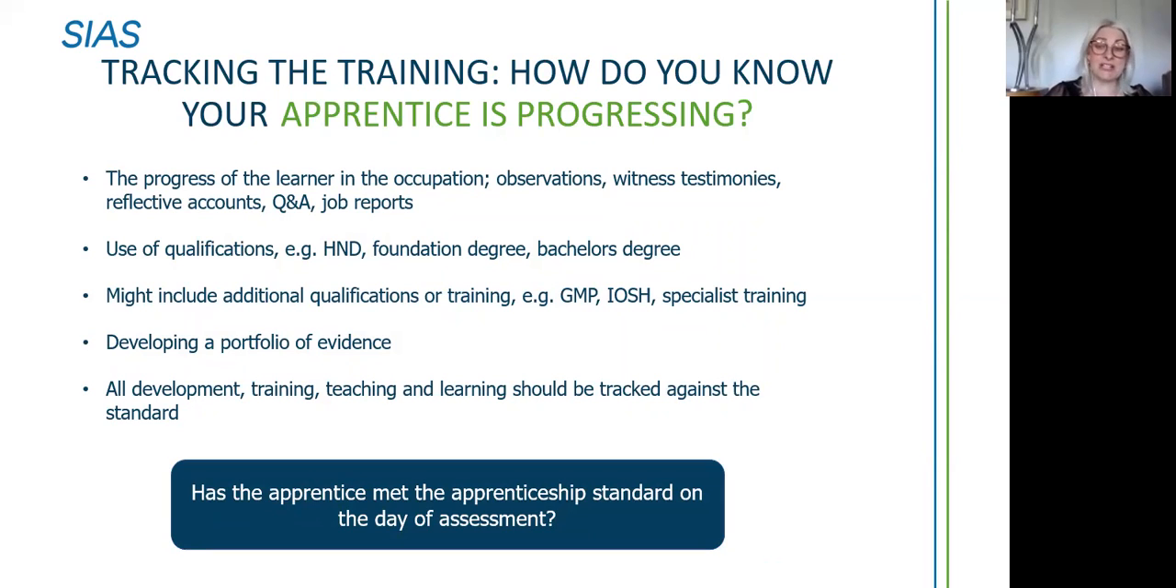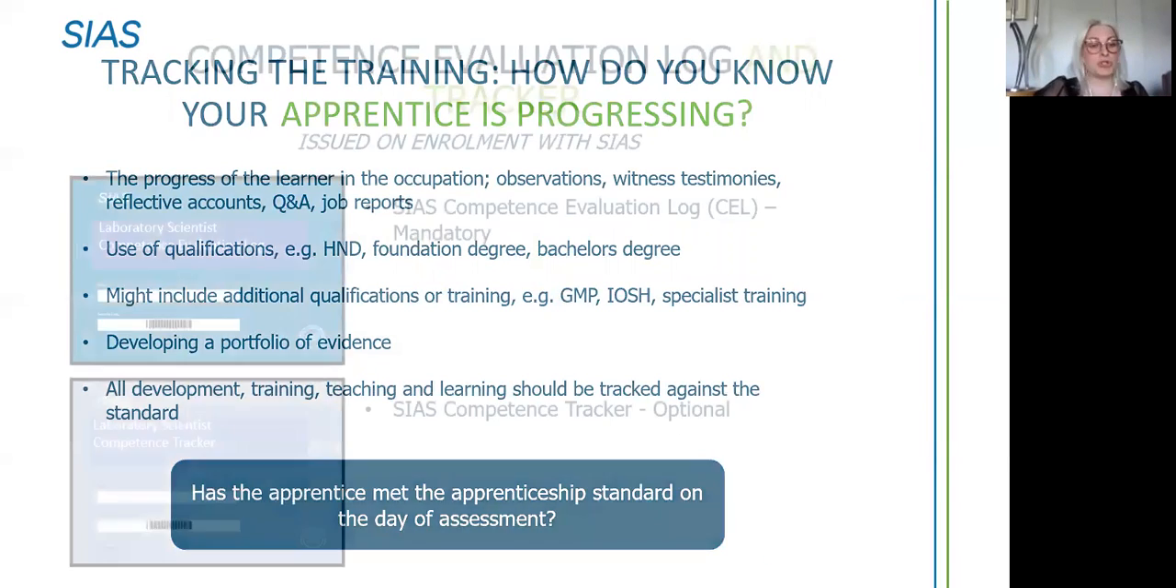But the apprentice should be developing a portfolio of evidence, and that will go, or help them rather, towards the VCD. What we do say, however, is that all of the training, the teaching and the learning should be tracked against the standard, because it is the standard that is being assessed on the day of assessment. So not necessarily how they've performed in their foundation degree, or that, yeah, actually, they're doing brilliantly in health and safety specifically. It's actually how has the apprentice met the standard on the day of assessment. What have they got to show for that?